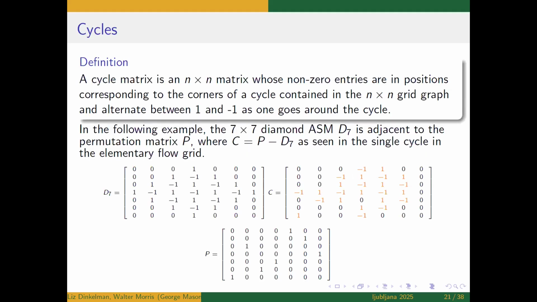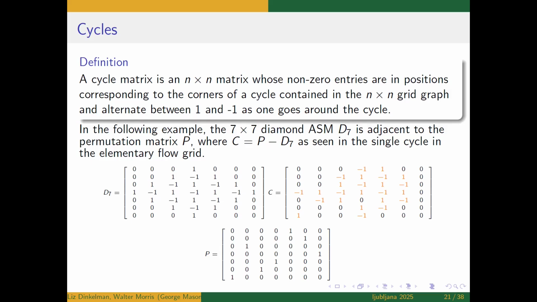All right, next concept is cycles. A cycle matrix is an n by n matrix whose non-zero entries are in positions corresponding to the corners of a cycle containing the n by n grid graph and alternate between 1 and -1 as one goes around the cycle. Now, in this example, we have a 7 by 7 diamond. You see it's a diamond shape where you have the 1s and -1s.